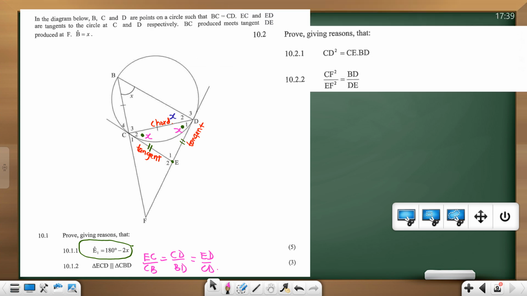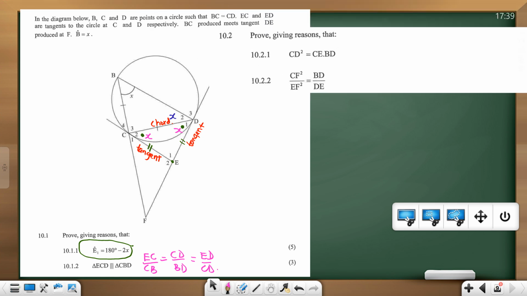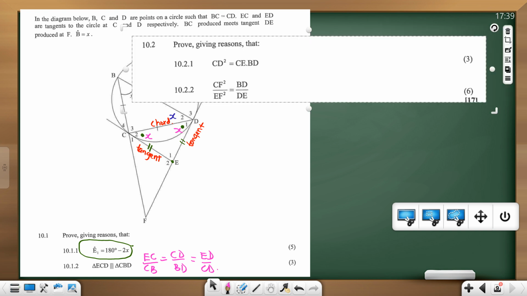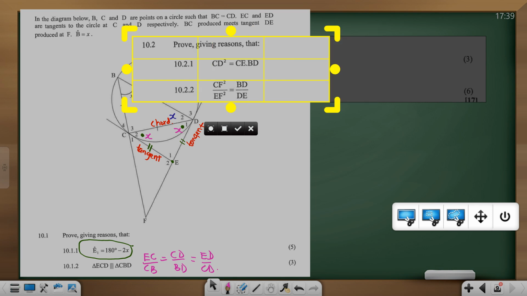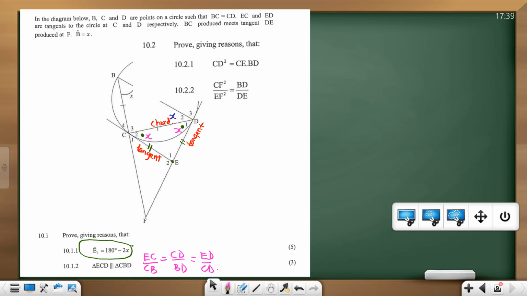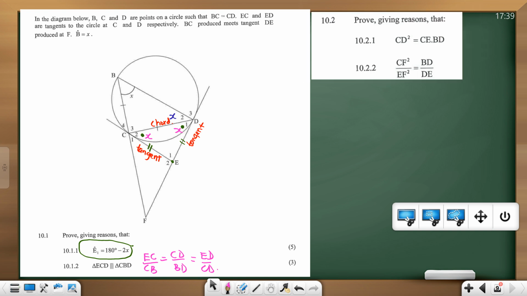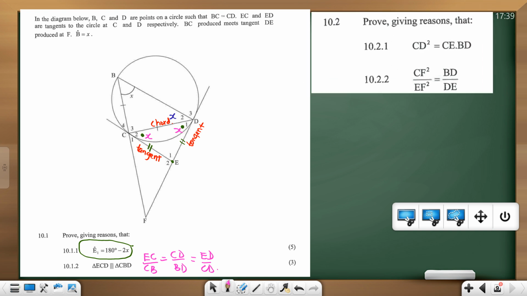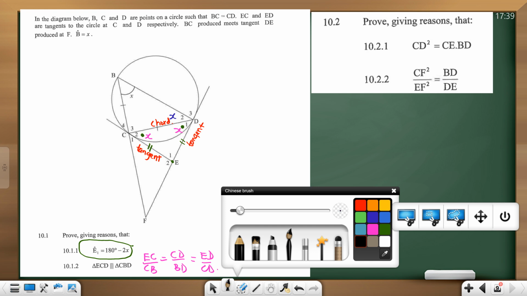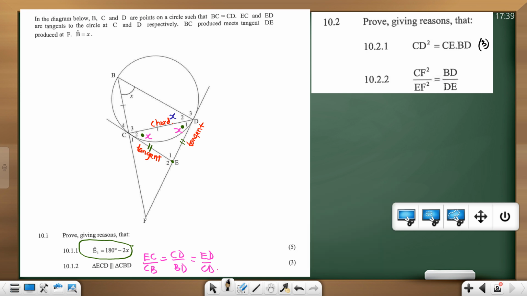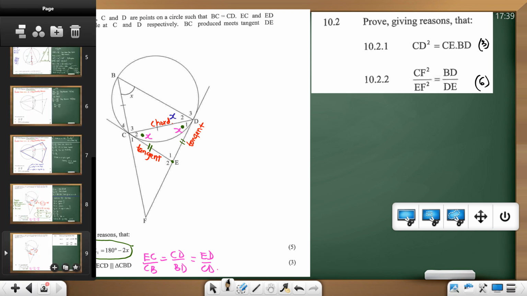My good learners, let's work. Prove that. Okay, let me do this. 3 marks and 6 marks. I'll just write the mark allocation close to it. Three marks and 6 marks. Prove that, the first one.